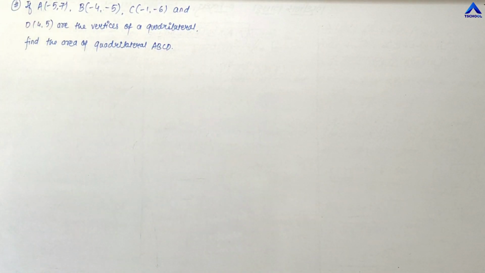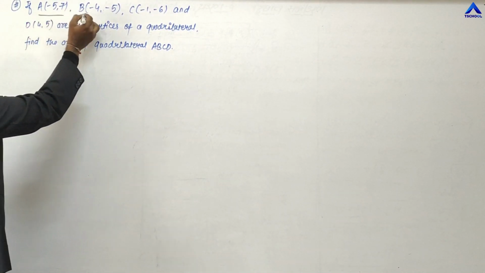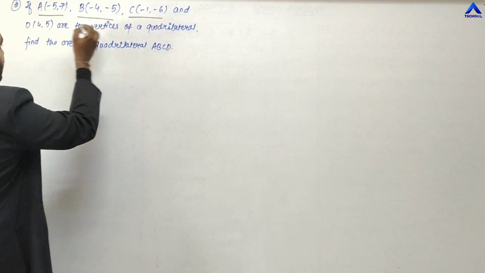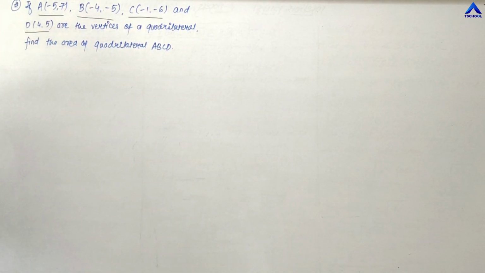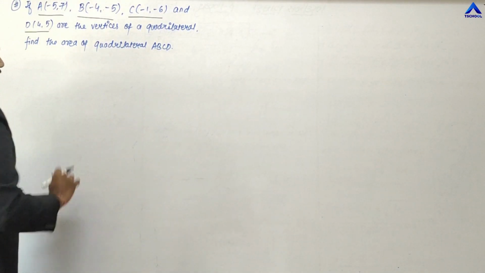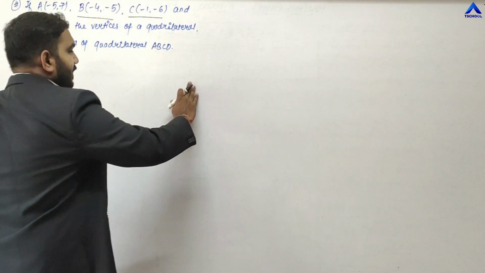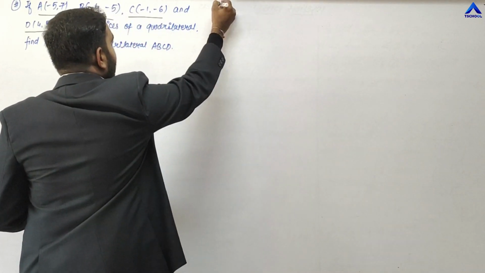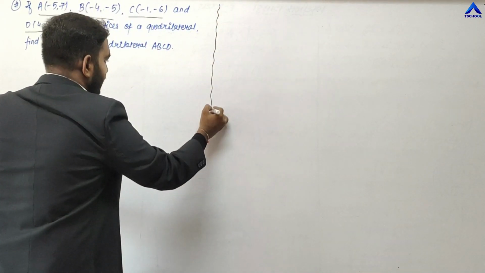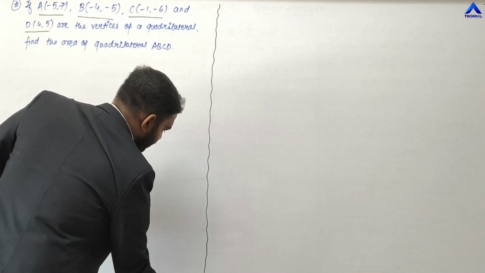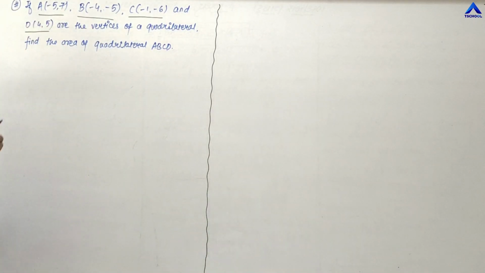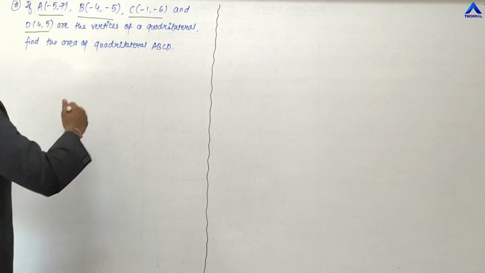See, what is the question given to us? That here these 4 points, that is A, B, C and D, are all 4 vertices of a quadrilateral, and we need to find out the area of the quadrilateral. So let us see how to find out the area of this kind of quadrilateral whenever it is given to us. So first of all, let us try to make a figure out of this.